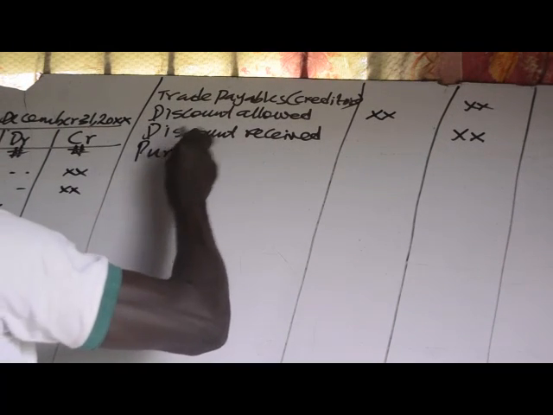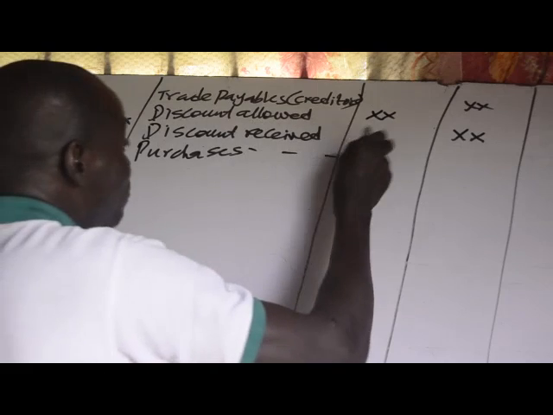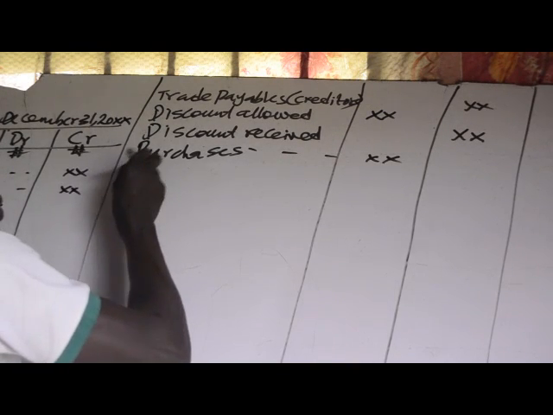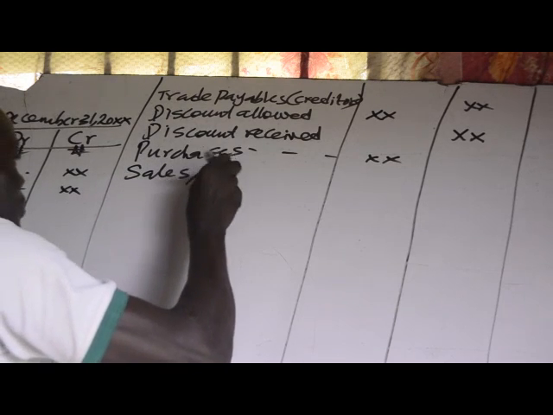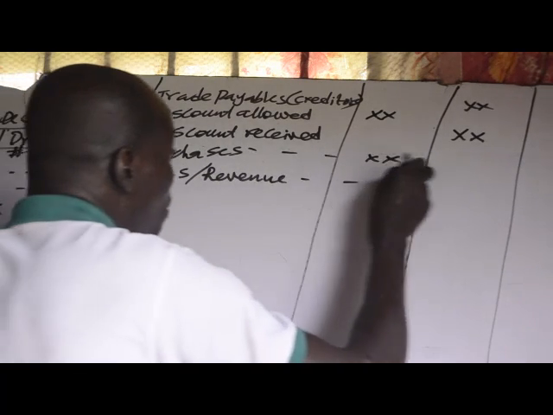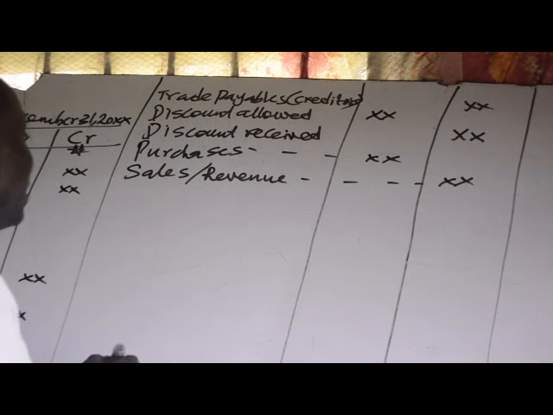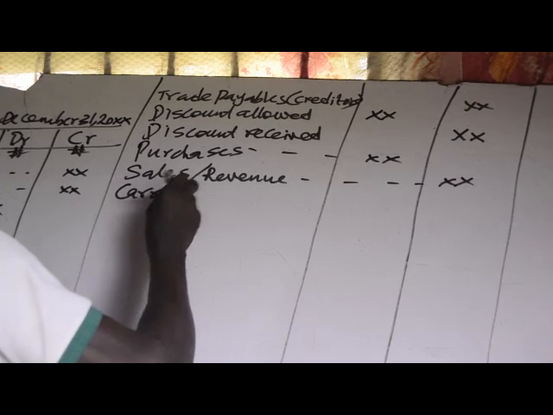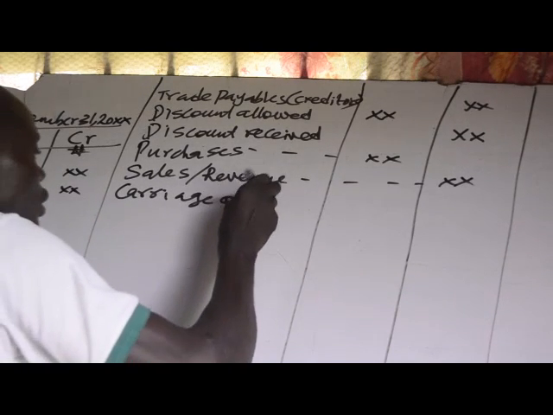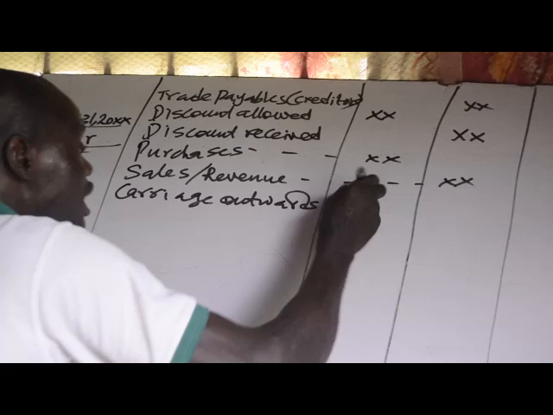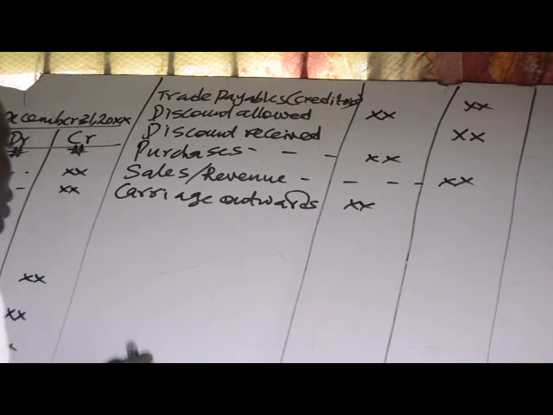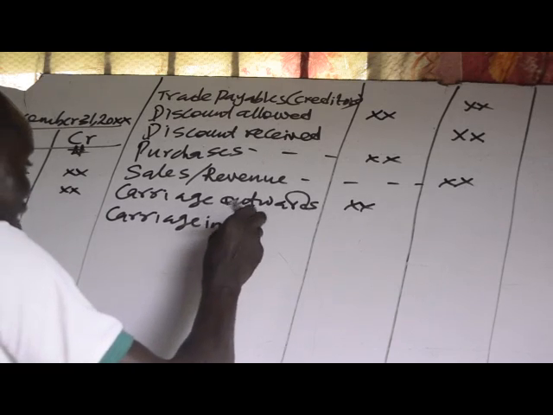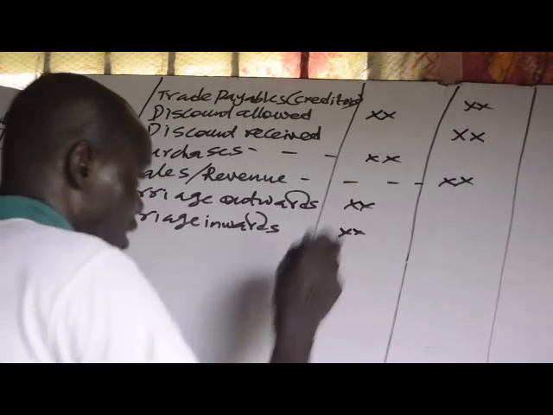Purchases. Purchases is an expense. It should therefore be debited. Sales or revenue. This is an income. Being an income, it should therefore be credited. Carriage outwards is an expense. It should be debited. Carriage inwards is also an expense. It should be debited.